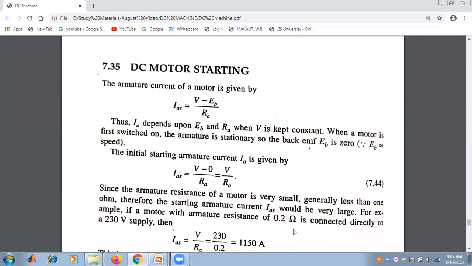The armature current of a DC motor during starting can be given as IA is equal to (V minus EB) by RA. So IA depends upon EB and RA, where V is kept constant. When the motor is switched on, the armature is in a stationary condition, so there is no back EMF, so EB equals 0, as EB is directly proportional to speed, which we have already seen. So as EB becomes 0, the starting current is IA equal to V by RA.